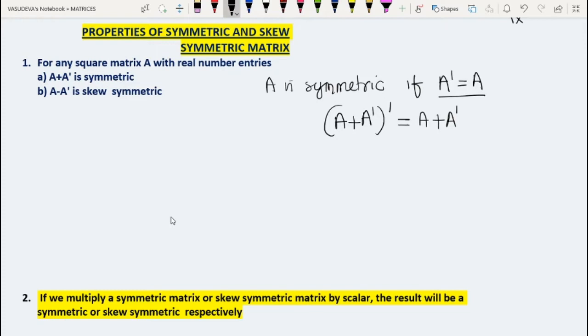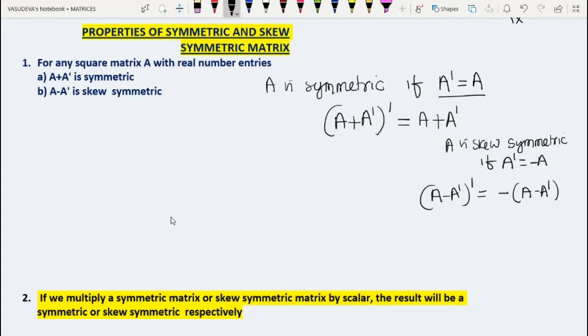Now similarly, for A to be skew symmetric, we know that A dash is equal to minus A. So in the second case, to say that A minus A dash is skew symmetric, we should show that A minus A dash whole dash is equal to minus of A minus A dash. So now we consider this.